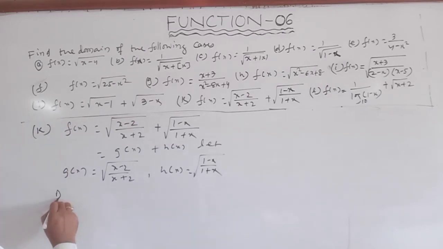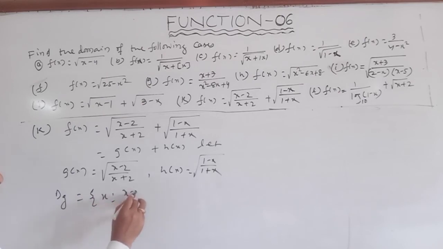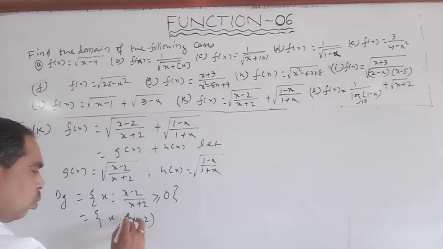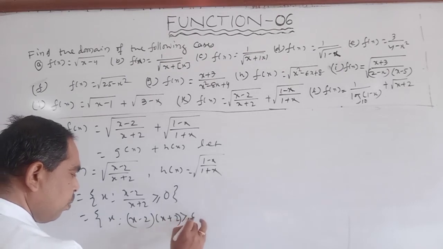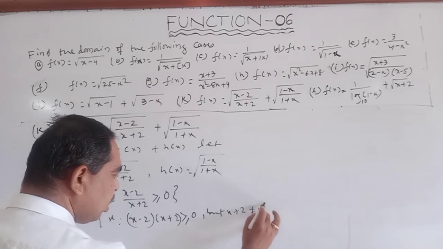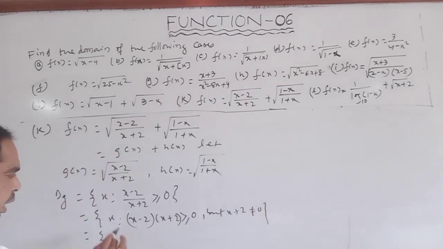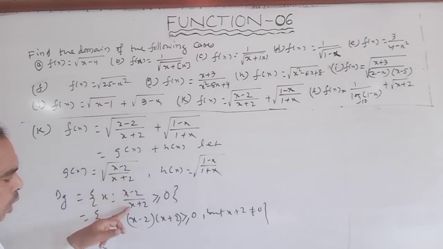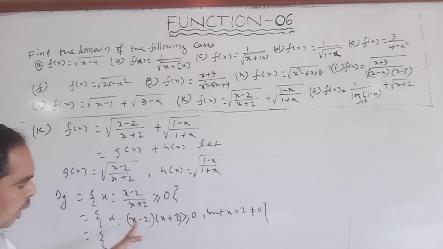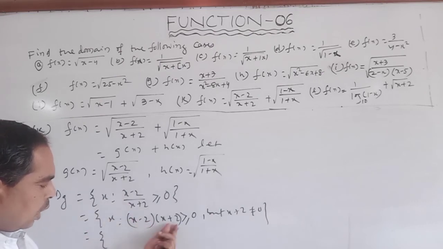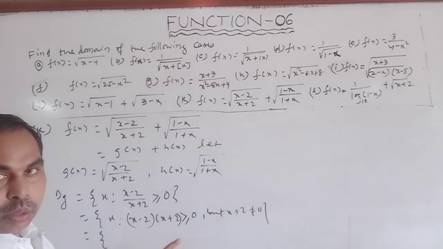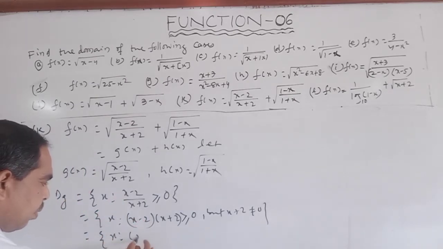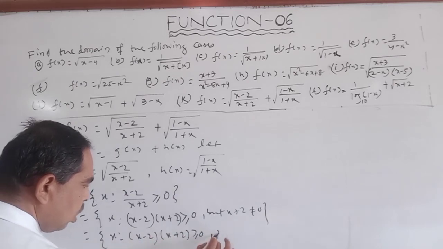Okay, the domain of g is equal to x such that (x minus 2) by (x plus 2) is greater than or equal to 0. This is the same as x such that (x minus 2) into (x plus 2) is greater than or equal to 0, but x plus 2 is not equal to 0. Greater than or equal to 0 means the numerator is positive and the denominator is positive, or the numerator is negative and the denominator is negative. If the signs are the same, the product is positive. So both are not equal but the sense is the same. So x such that (x minus 2) into (x plus 2) is greater than or equal to 0, with x not equal to minus 2.